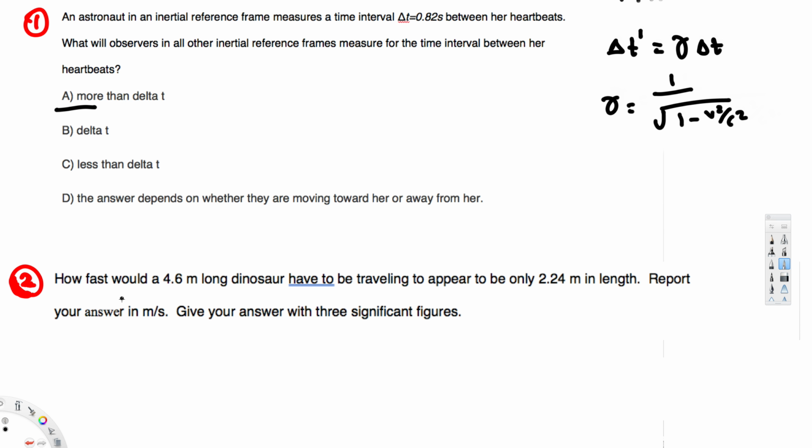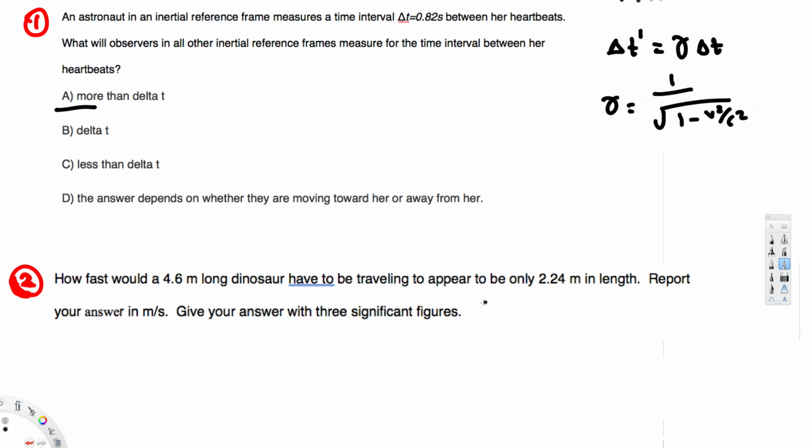And let's look at the second part. The second part is saying, how fast would a 4.6 meter long dinosaur have to be traveling to appear to be only 2.24 meter in length? Report your answer in meter per second.